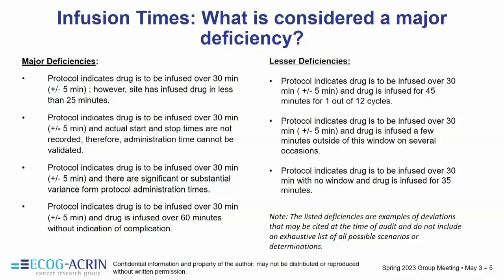And then occasionally you might see a protocol where there is no window given, and we'll typically fall back to our plus or minus 5 minutes for 30-minute infusions, and sometimes plus or minus 15 for 60-minute infusions. The listed deficiencies here, just like the CTMB audit guidelines, do not encumber every single deficiency that could be seen, but these are just examples.